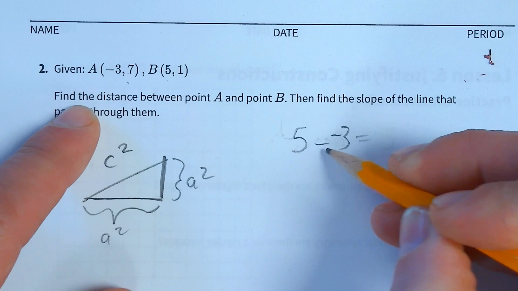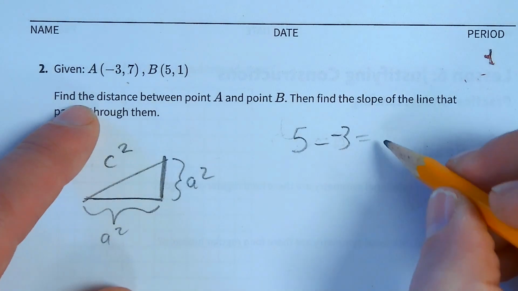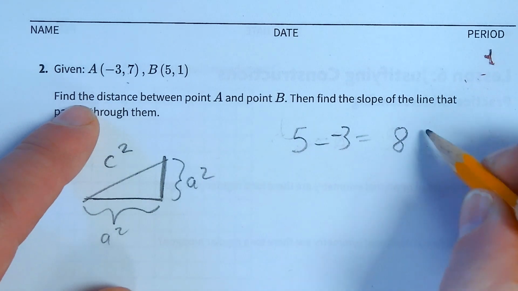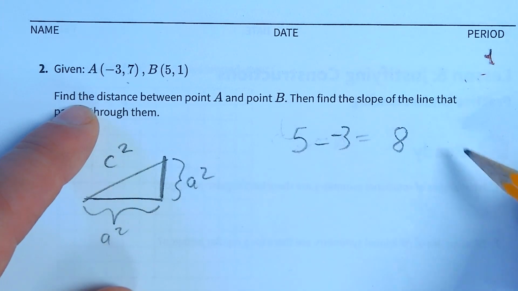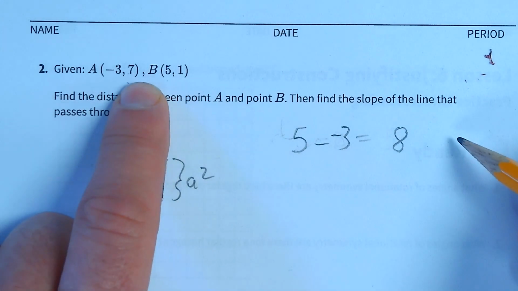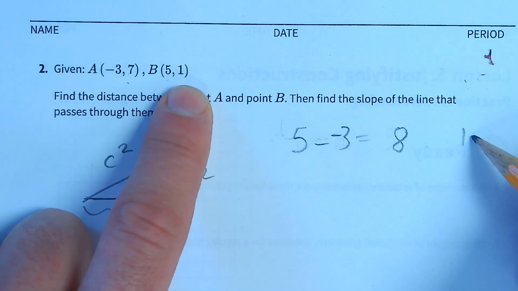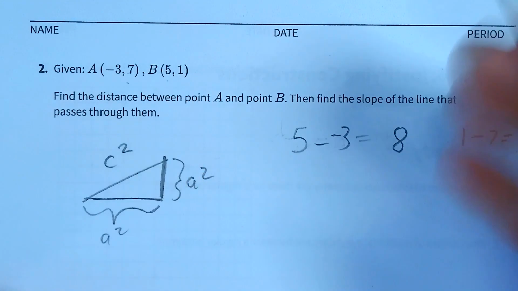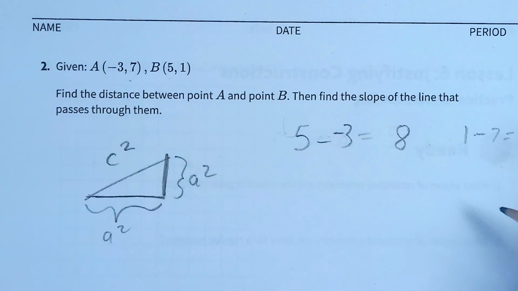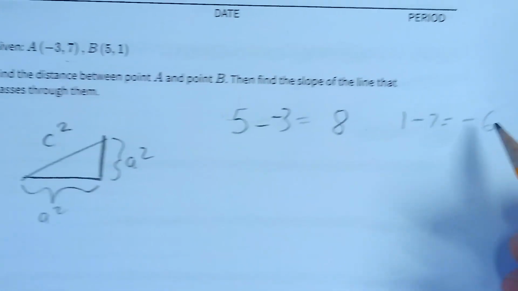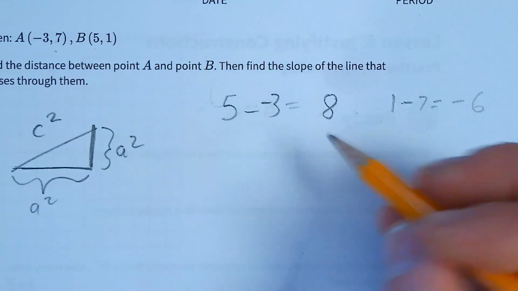What's 5 minus -3? 8. Because that's 5 plus 3. So that's the x direction. Let's try the y direction. We have to do the same order, so I actually have to go 1 this way. 1 minus 7 equals -6. And now we can square them and add them together.